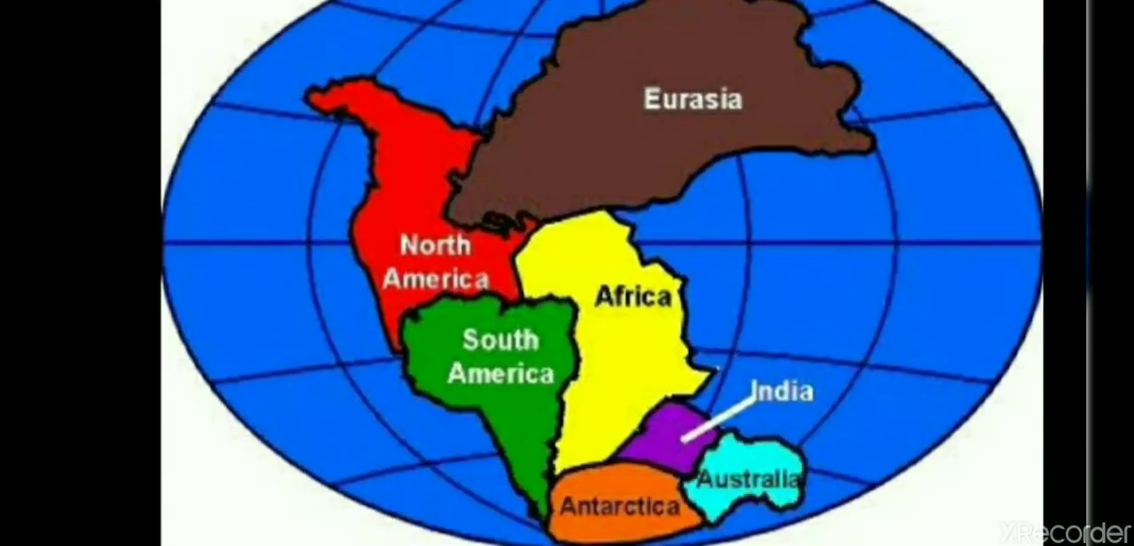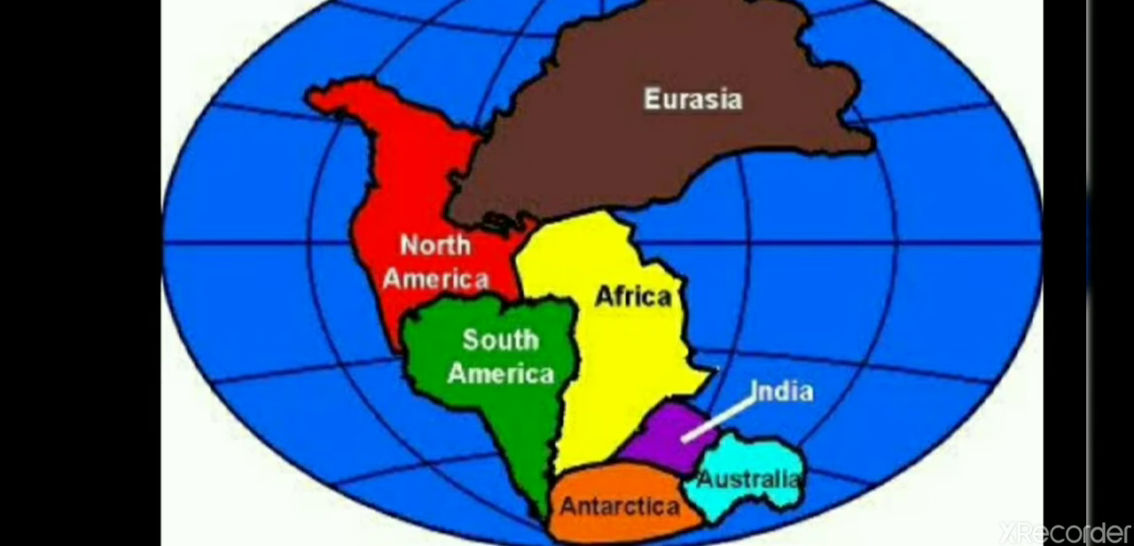You can see the map of Pangaea. And what is Pangaea? Pangaea was a supercontinent in which all the 7 continents of present time were united into a single landmass approximately 335 million years ago.